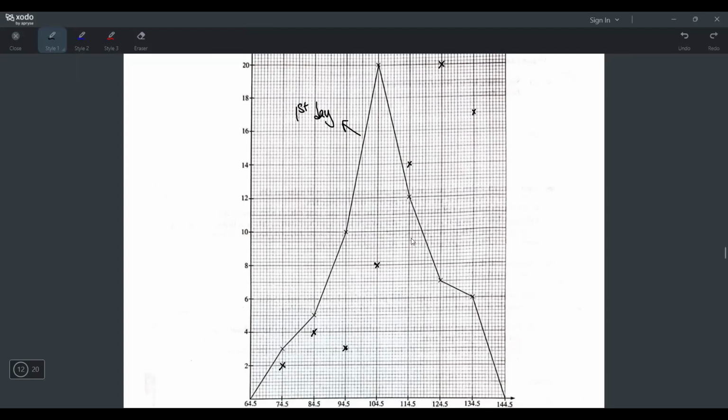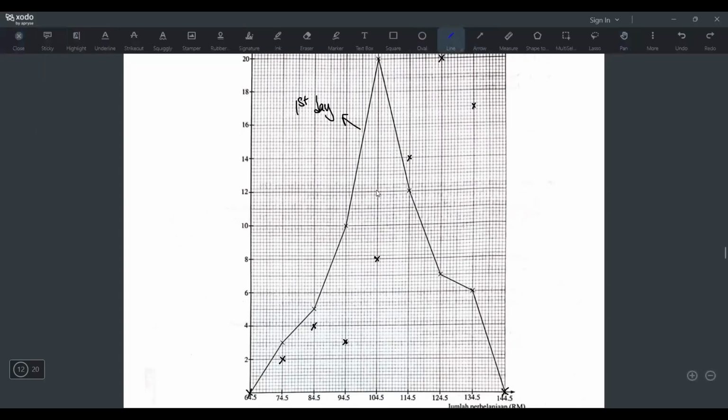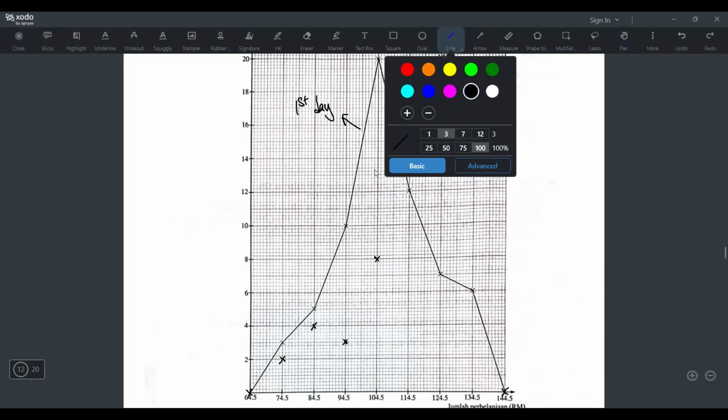But what about the 144.5 and the 64.5? This one is at 0 lah, because I told you just now already. The polygon must have legs. So you have to start with 0 and end at 0. So this one, the frequency will be 0. Okay, so now we can join all the points.